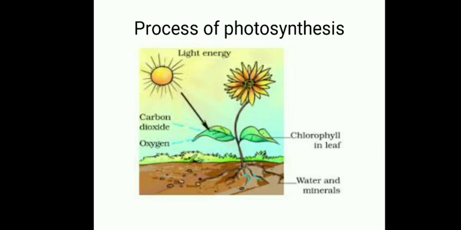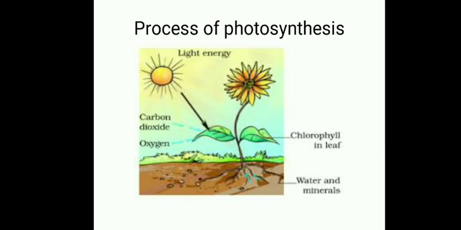Next we go to the process of photosynthesis. In this diagram we can see how the process of photosynthesis takes place. The main process of course takes place in the leaves. The chlorophyll of the leaves absorbs the light of the sun, and the energy of the sunlight is used to produce carbohydrates from carbon dioxide and water. In this process, as you can see, oxygen is also produced which is released by the plant.